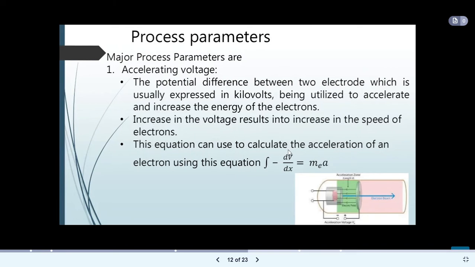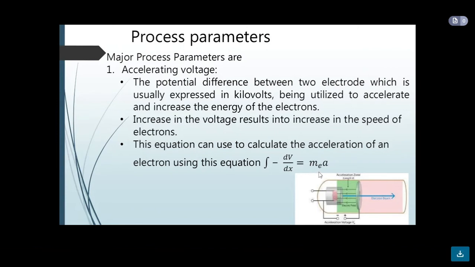This equation can be used to calculate the acceleration of the electrons: integration of minus dV by dx is equal to m_e into a. Here m_e is the mass of the electron, a is the acceleration of the electron, V is the voltage, and x is the distance. Okay.